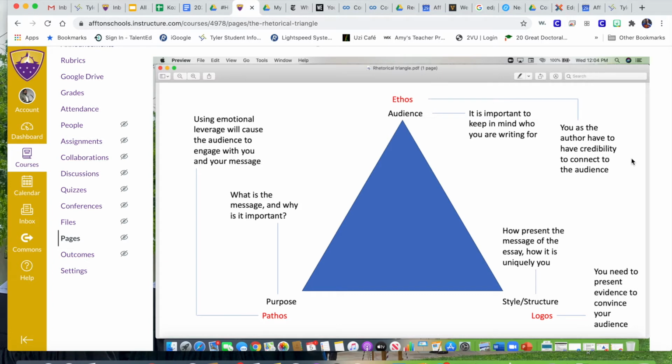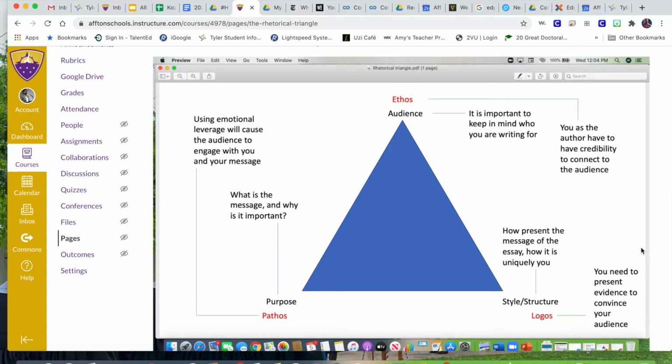What gives them that credibility? Their university, their training, their certifications, etc. Let's go ahead and move down to logos. Logos is a little more easy to understand. It's the logical development. And what is logic? Logic is using evidence, using reasoning to convince your audience, right?